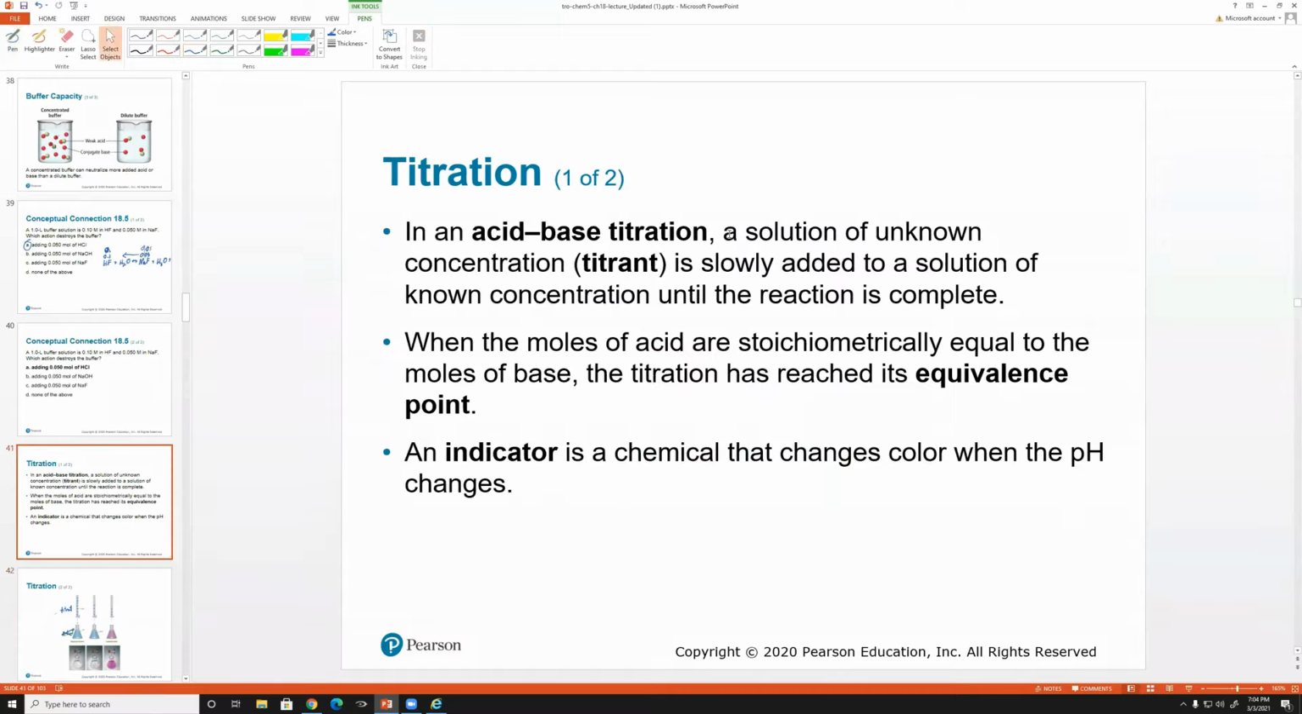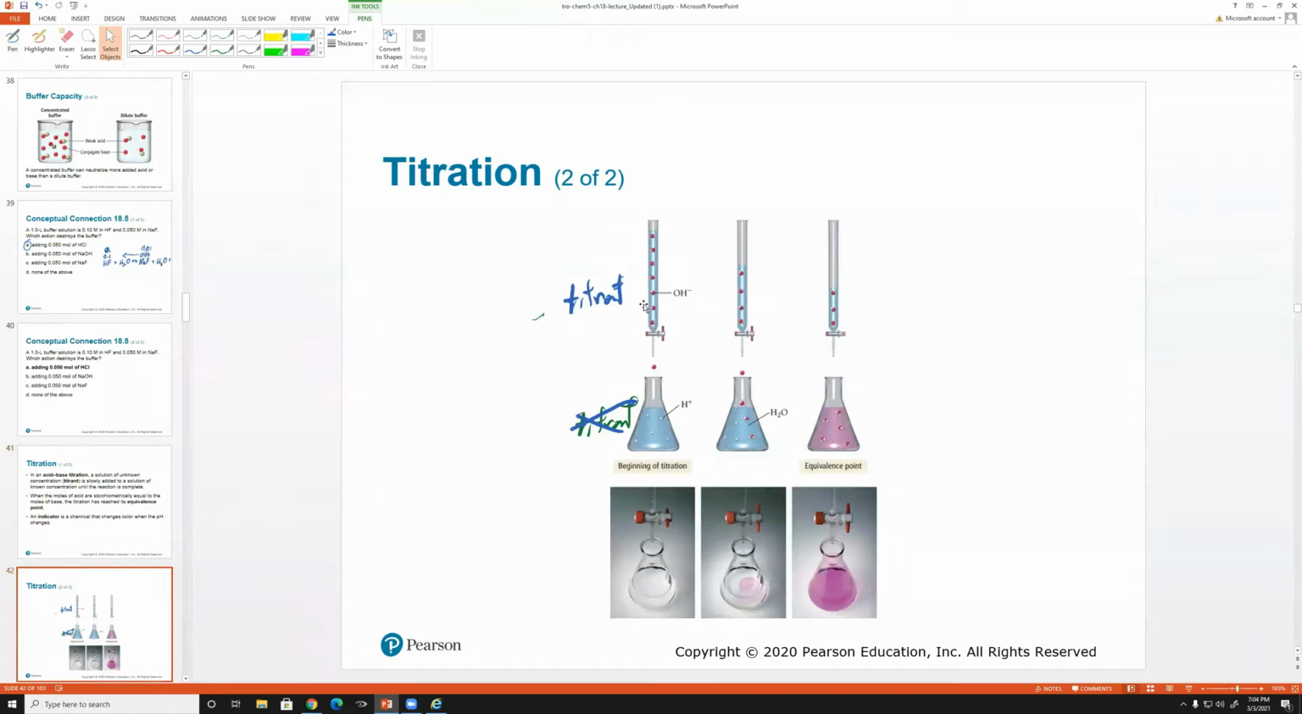Now, what do they have? They have the titrant is slowly added to a solution of known. That's wrong. Normally, we add a solution of known concentration to a solution of unknown concentration until the reaction is complete. Technically, you can do either one, but traditionally, we add a known concentration to an unknown concentration because we could do it either way.